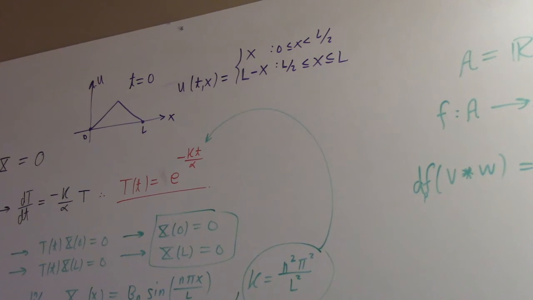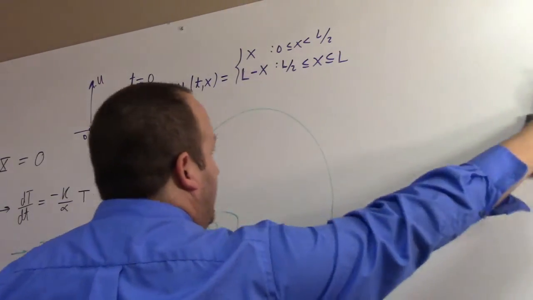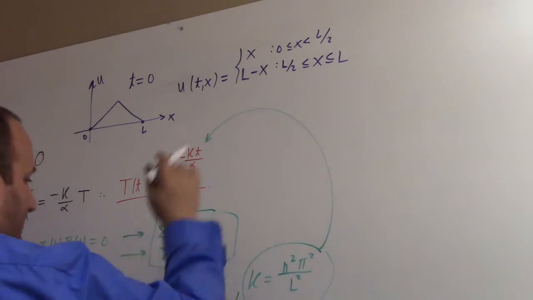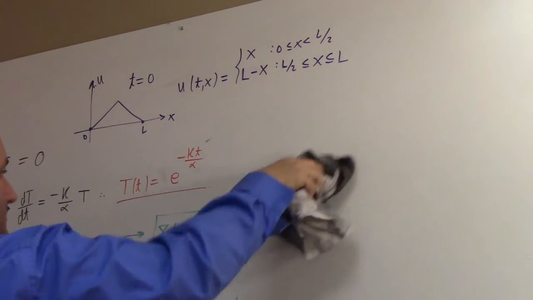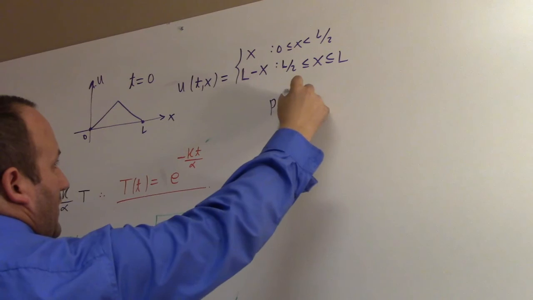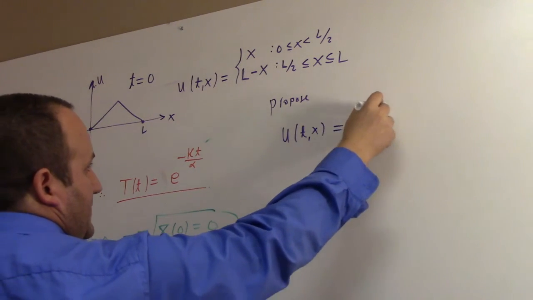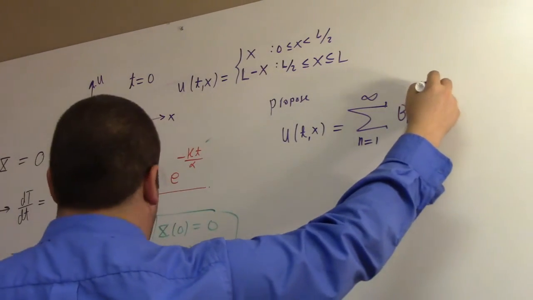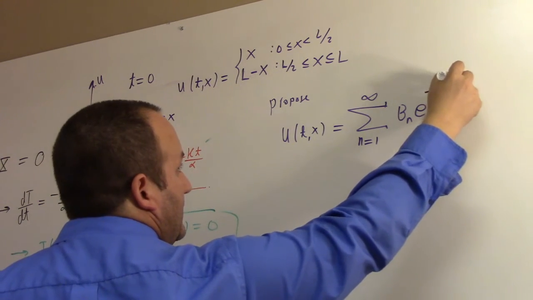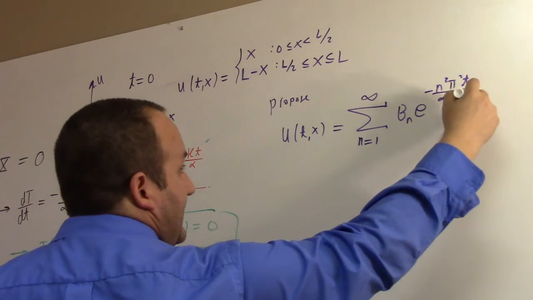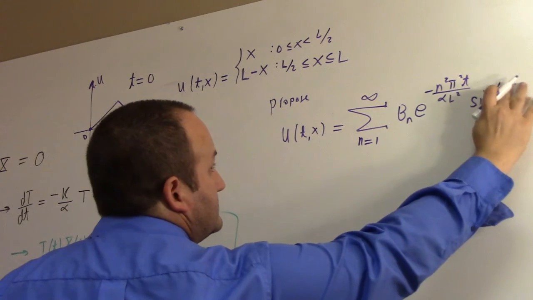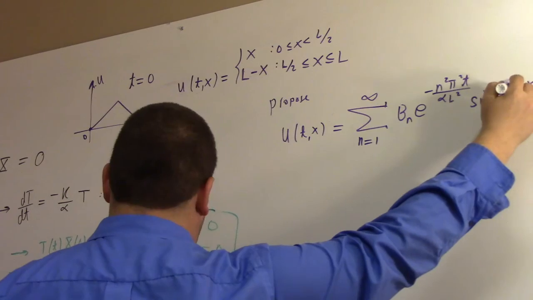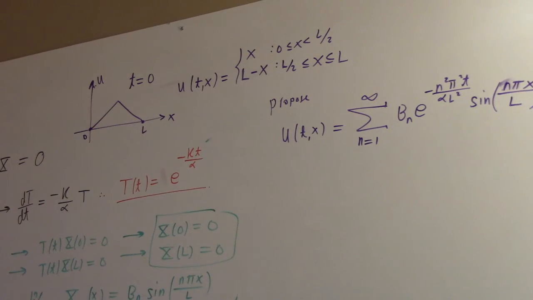All right, so here's the technique. What you do is you propose that u of t, x is equal to a sum, n equals 1 to infinity, of b sub n e to the minus n squared pi squared t over alpha L squared, sine of n pi x over L. Now, of course, you might worry about the convergence of such a series. What are the rules for calculating with such a series? Is such a series reasonable? Okay, those are all valid concerns.